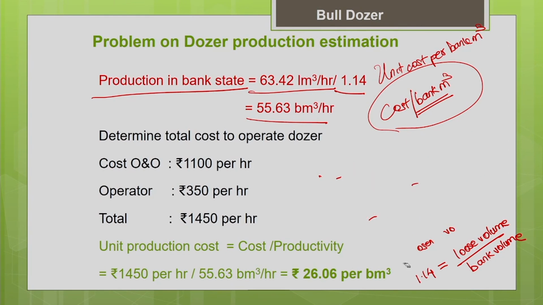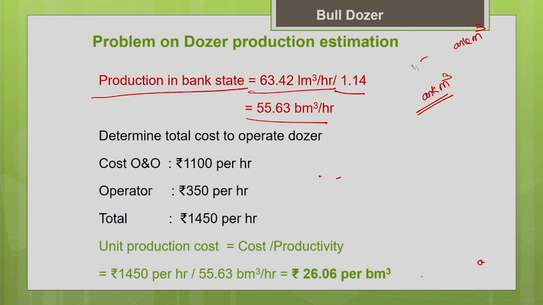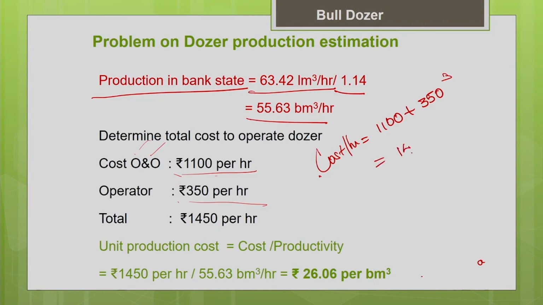So now you know the hourly productivity in bank state, you have estimated. So you need to know the hourly cost. So how to calculate the hourly cost? Already it is given to you. The ownership and the operating cost is 1100 per hour. Operator cost is given. So the cost per hour equals 1100 plus 350 rupees. So that gives you 1450 rupees per hour as the hourly cost.